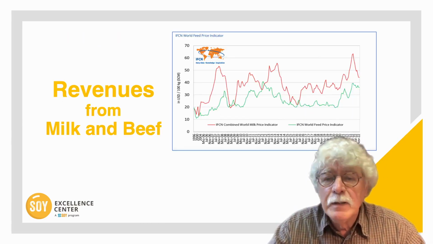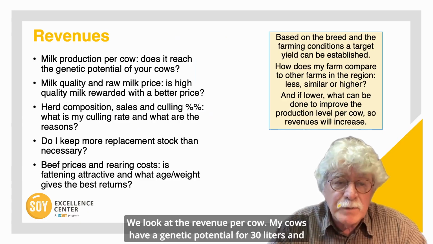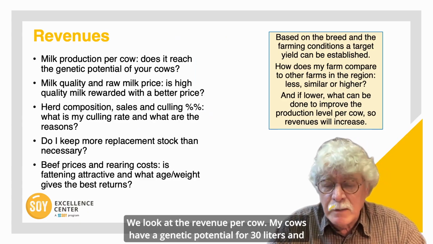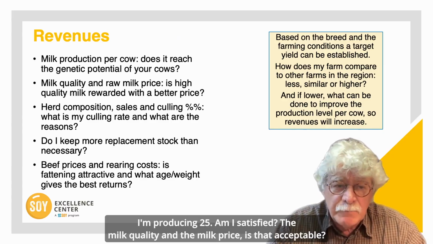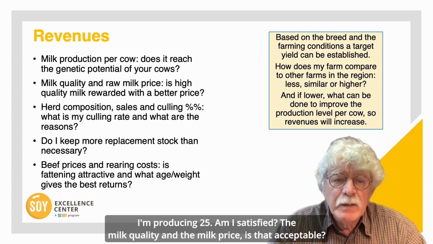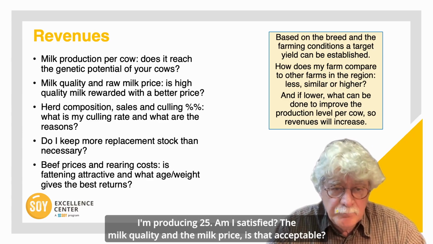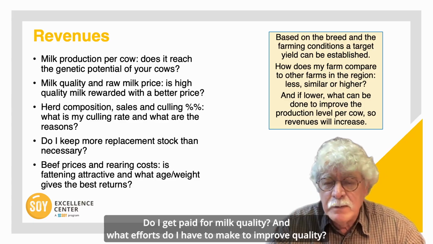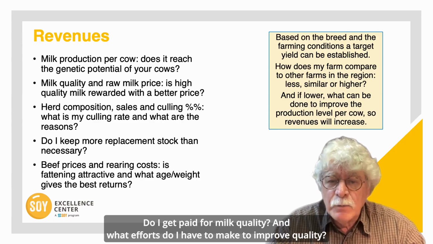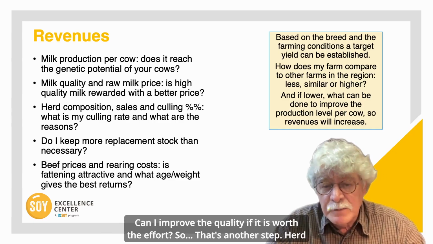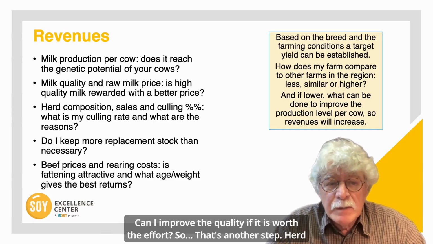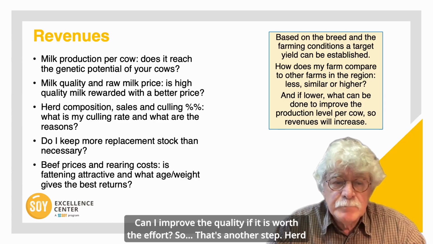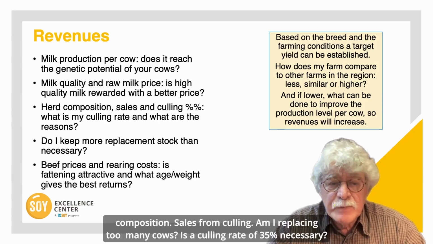Revenues, well, we look at the revenue per cow. My cows have a genetic potential for 30 liters and I'm producing 25. Am I satisfied? The milk quality and the milk price, is that acceptable? Do I get paid for milk quality? And what efforts do I have to make to improve quality? And can I improve the quality if it's worth the effort? So that's another step.